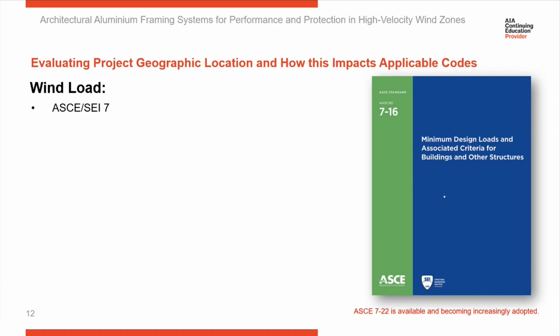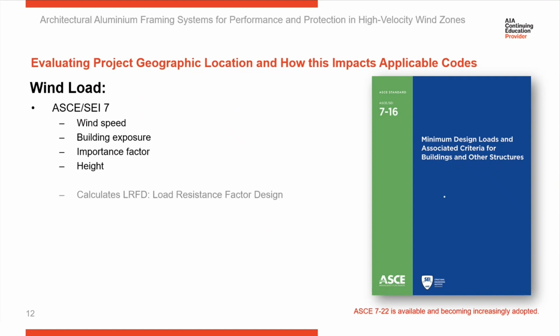But let's start with looking at what ASCE 7 is. So we've got to get the correct wind load, so we're going to use the ASCE 7 to determine what that is. Now, ASCE 7 calculates wind speed or wind load based on variables specific for every job. So you can see the variables listed here: wind speed, building exposure, importance factor, and height. All of those go into ASCE 7 to calculate what the wind speed is for every specific project location.